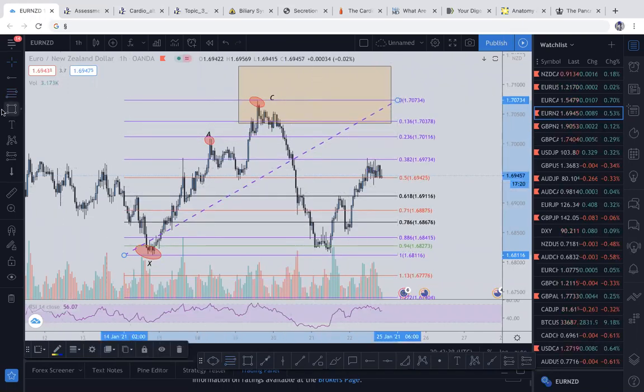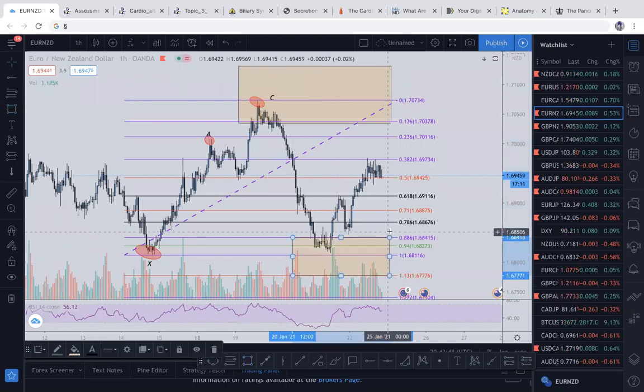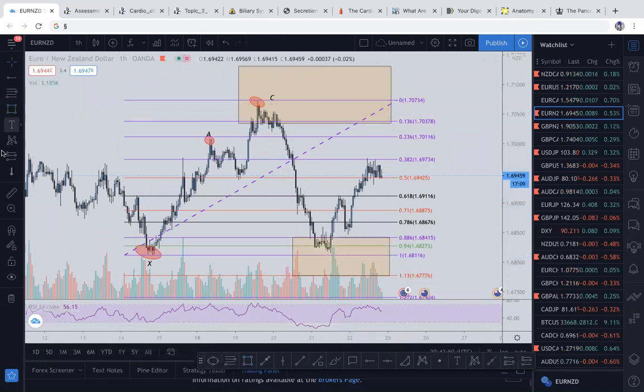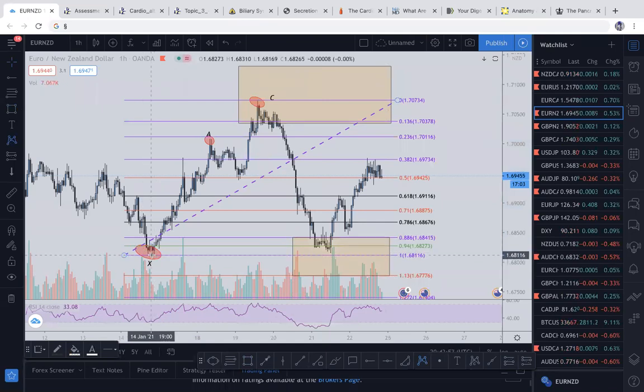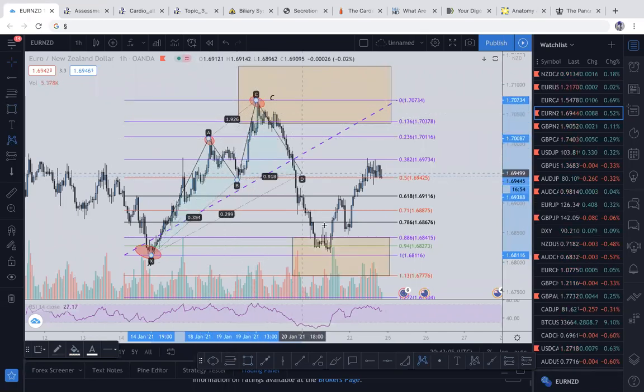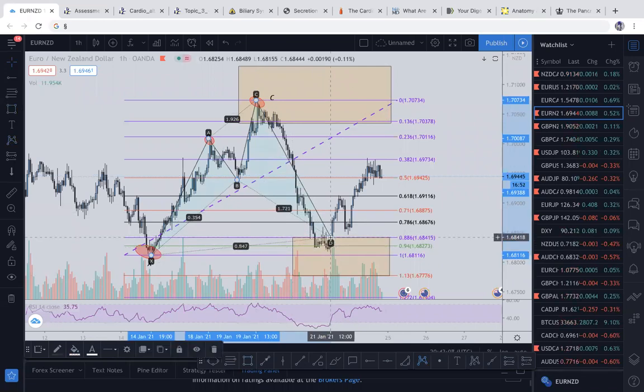And my D entry will be where? 88.6, which is there, to 1.13 level. And look at that. Now you can pick your ABCD from the X to A, B to C, and C to D. 88.6. And look at how we are within the zone nicely.